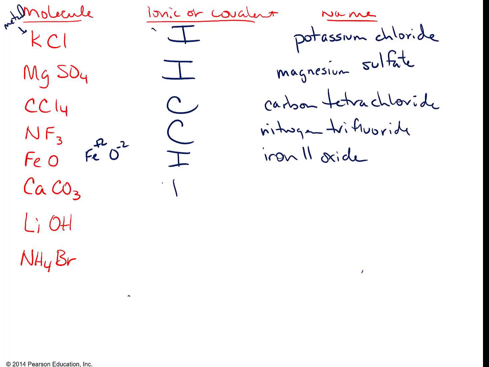CaCO3, ionic. Yeah, I just wrote it. That's what happens when I hear things. I just start writing what I hear, and then I'm like, wait a minute, what am I writing? It has no sense. Calcium carbonate. CO3 is the carbonate polyatomic ion.